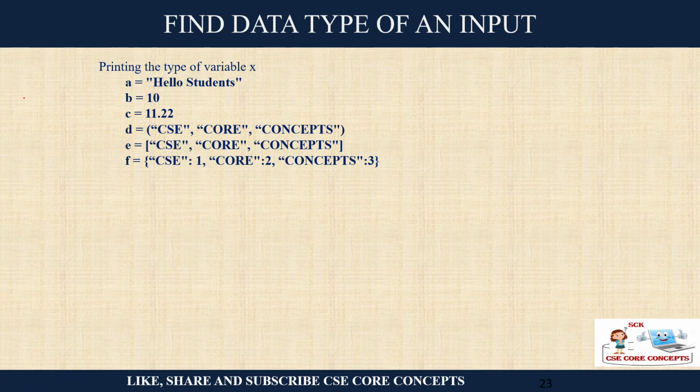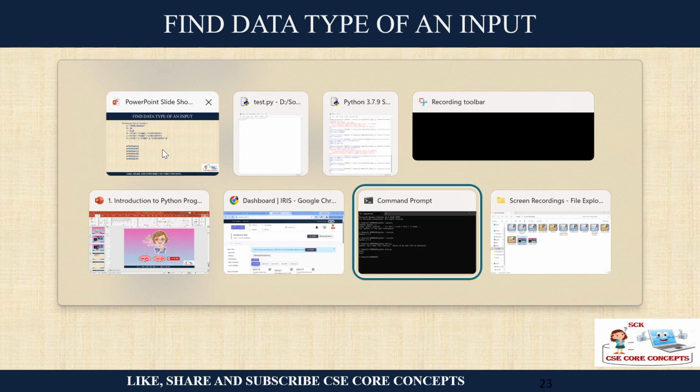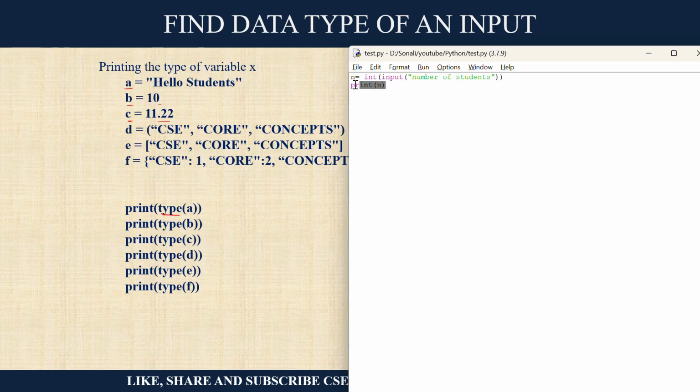Now you can see I have seen one interesting example here where, based on the value, we are going to retrieve the data types, right? So I have one variable where I am saying hello students, B is assigned 10, C is assigned 11.22, D is assigned some more strings and so on, right? So let us see the data types, how I can fetch them by using the function type. Okay, if I use this function type, I can fetch the data types. Let us see.